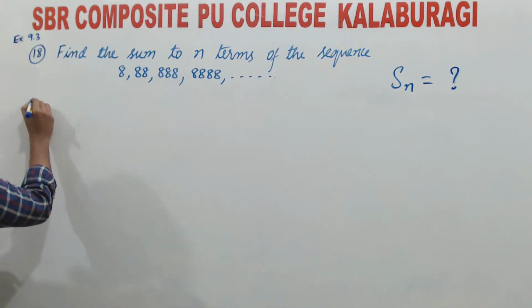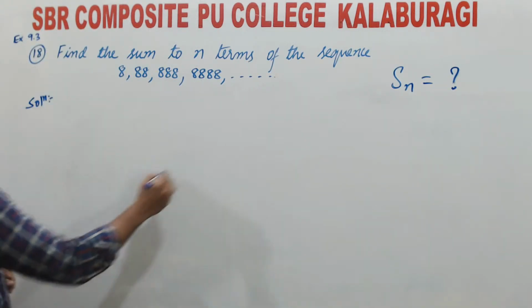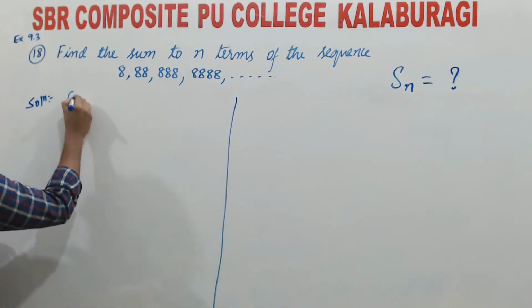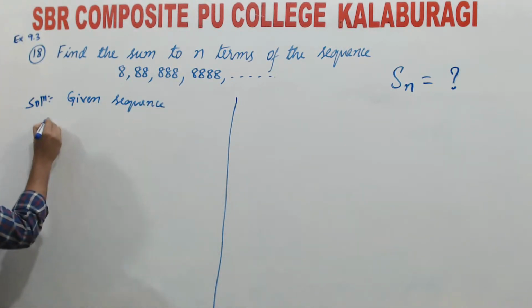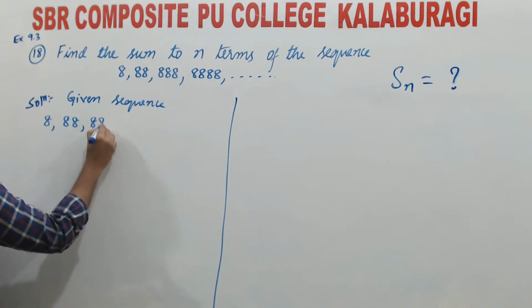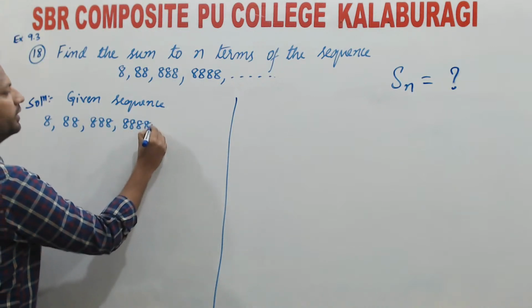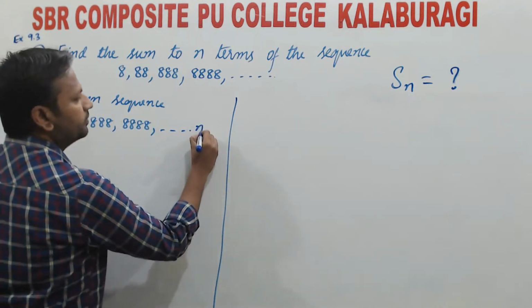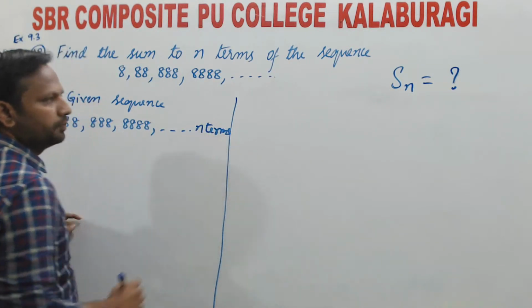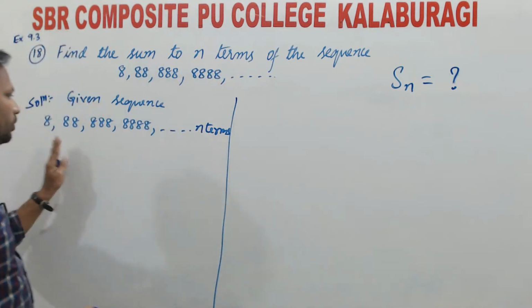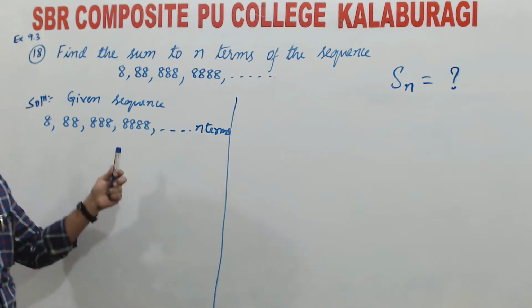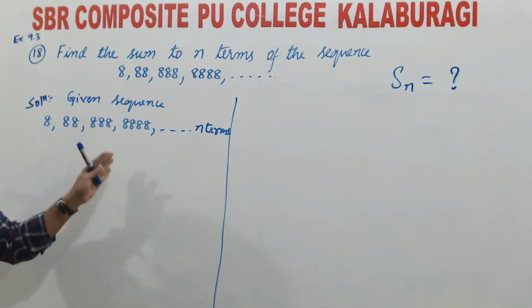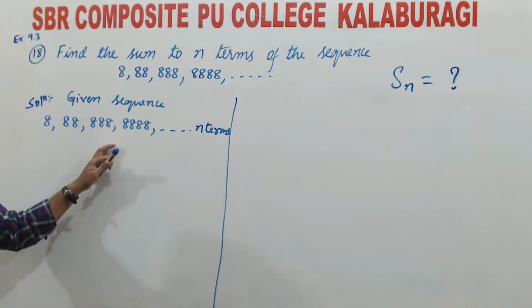Solution. What is the given sequence here? 8, 88, 888, 8888, and so on up to n terms. Why up to n terms? They are asking for the sum to n terms, right? So now let us look at this sequence here. This type of problem, 7, 77, they solved yesterday. So it's a similar problem here.